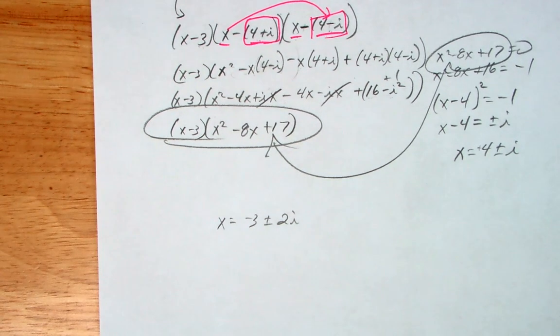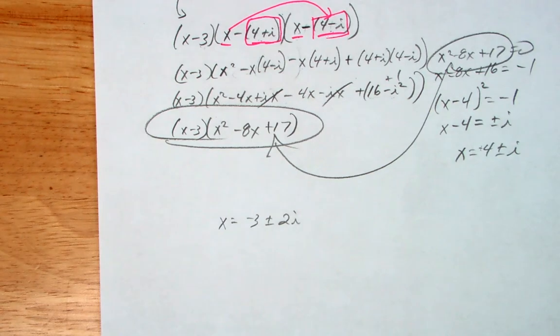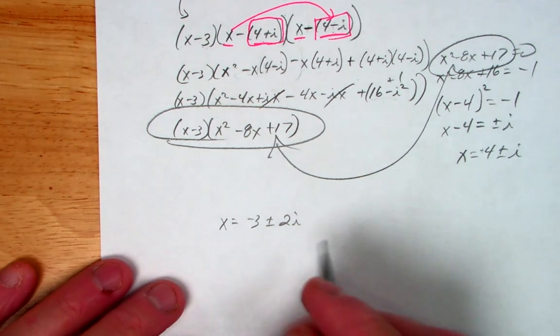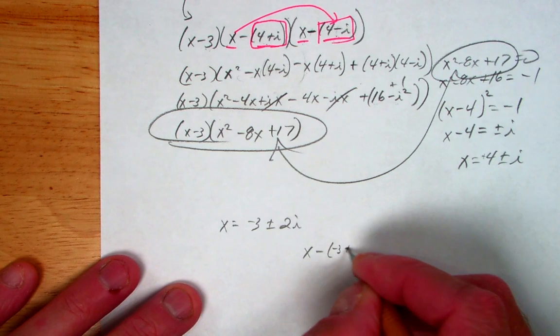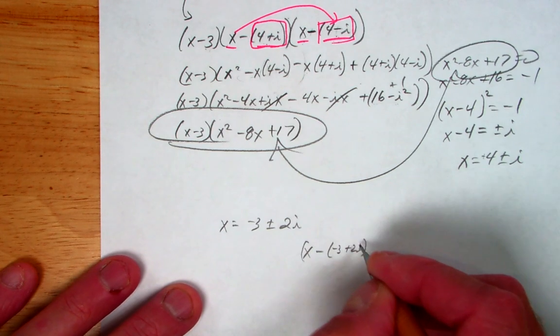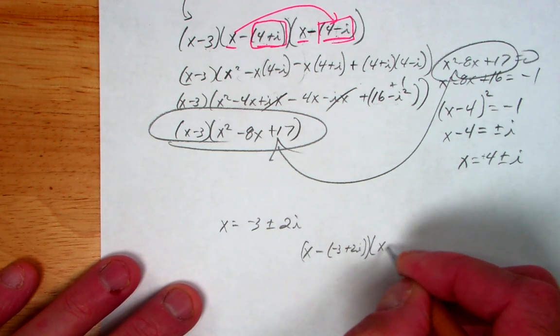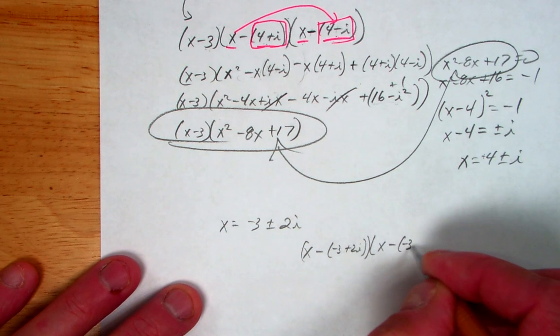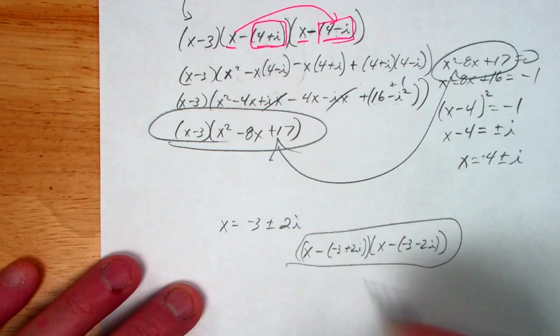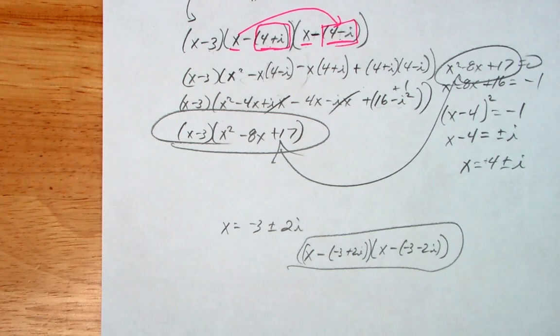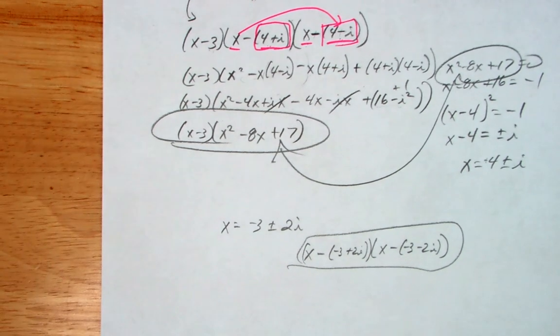Let's go backwards and try and come up with a quadratic for which that is my answer. Otherwise, we're going to have to go x minus the quantity negative 3 plus 2i times x minus the quantity negative 3 minus 2i, and then we're going to have to multiply all that together. That makes me kind of want to throw up in my mouth a little bit.